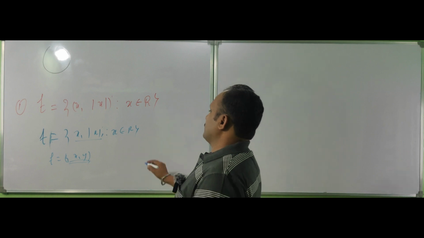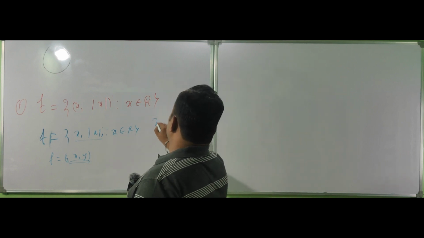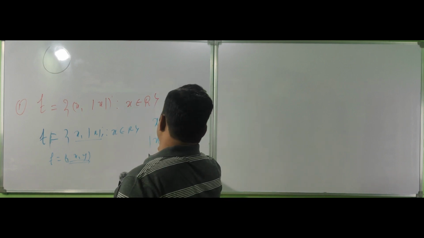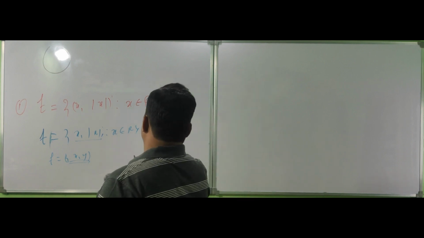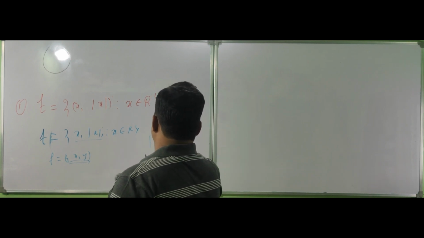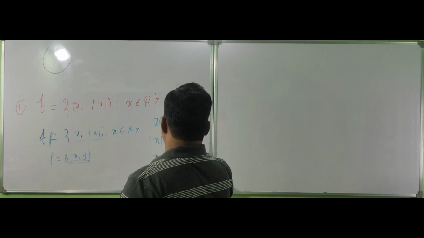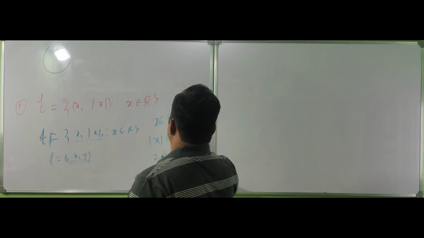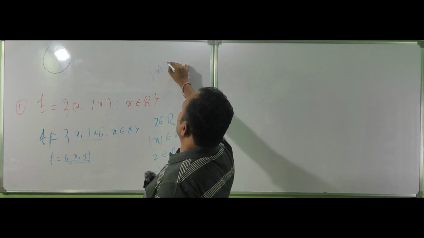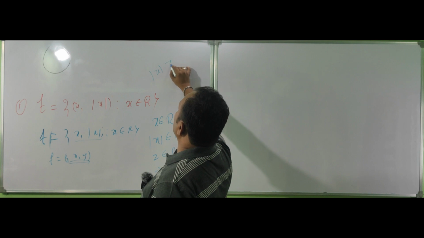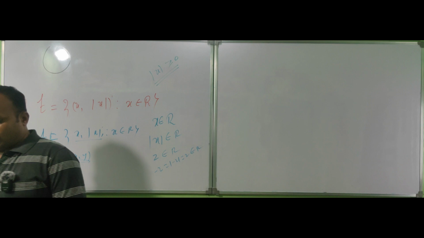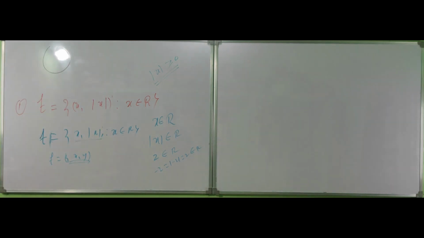Take any element of x. Any element of x belongs to R, and mod of x also belongs to R. Like that, if 2 belongs to R, then minus 2, mod of minus 2 is equal to 2 belongs to R. What is the value of mod, sir? Is it greater than 0? Is it not equal to 0? The value of mod is greater than or equal to 0. It depends on the condition.